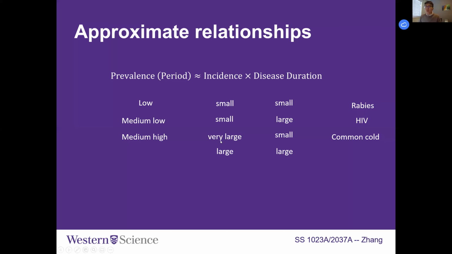And for the last example, with both large incidence and large disease duration, it actually took me a really, really long time to think of an example where both are high. Does anyone have any idea about what disease could have these features? It took me really long because in that case our prevalence will be extremely high, right? Because both our incidence and disease duration are very high.